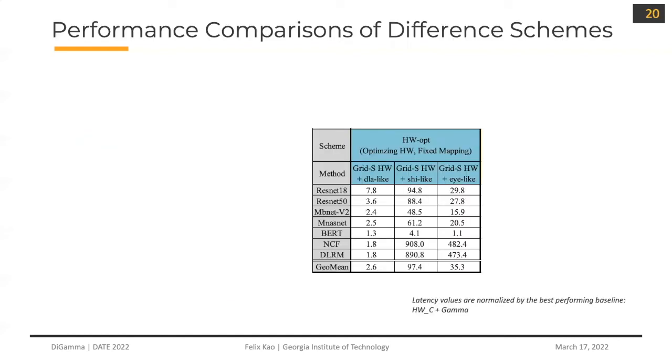Now let's look at the results. Here we are showing normalized latency performance, so the lower the better. In the hardware opt group, we find that optimized hardware, which is grid search hardware plus a fixed mapping strategy, DLA, achieves the best performance across the three different configurations.